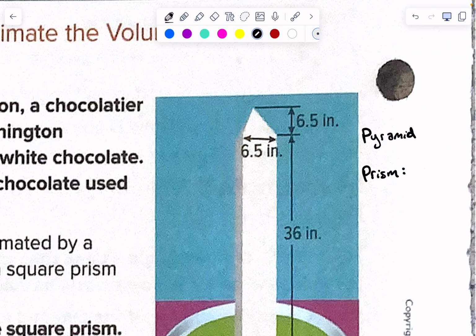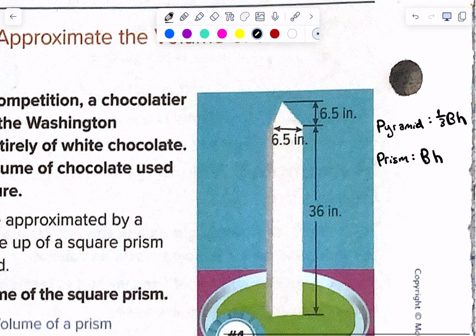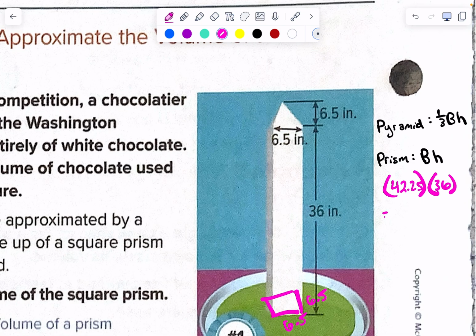Okay, let's do the prism first. Capital B, H, 1/3 capital B, H. Okay, the prism. What is that? Capital B. This is a 6.5 by 6.5 by 6.5 by 6.5. So to find capital B, I take 6.5 times 6.5. That's 42.25. And then times what's the height? 36. Okay, so the prism is how big?